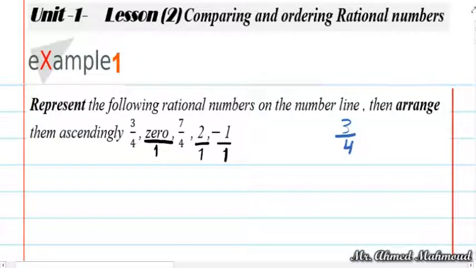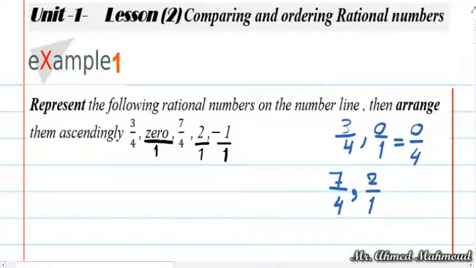The second one, I need to change 0 over 1 into 0 over 4. Okay, 0 over 1 is the same as 0 over 4. Next, 7 over 4, leave it without change. And 2 over 1, change it into denominator 4, then we are going to multiply up and down by 4, like this.